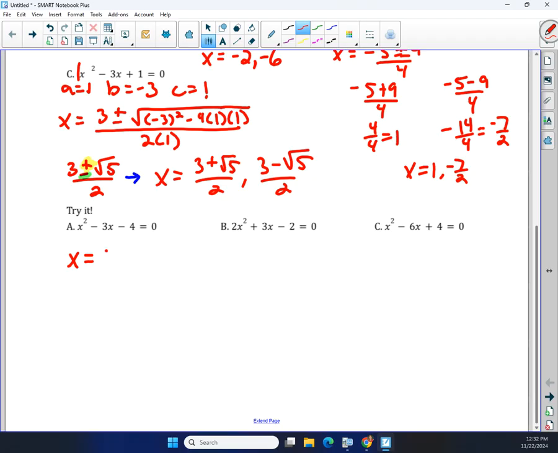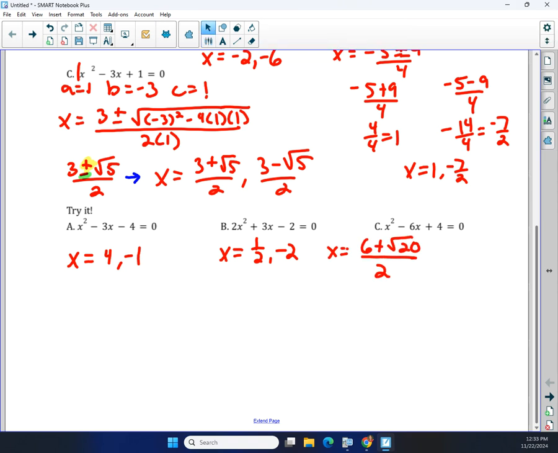If you got x equals 4 and negative 1, you did great. If not, you need to ask me about it tomorrow. If you got x equals 1/2 and negative 2, you did great. If not, ask me about it tomorrow. And if you got x equals 6 plus square root of 20 over 2 and 6 minus square root of 20 over 2, you did awesome. Ask me about it tomorrow if you didn't.